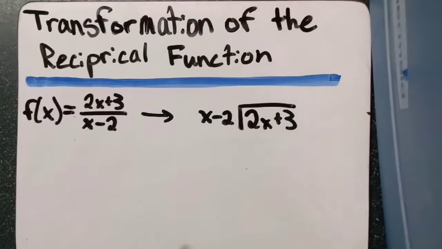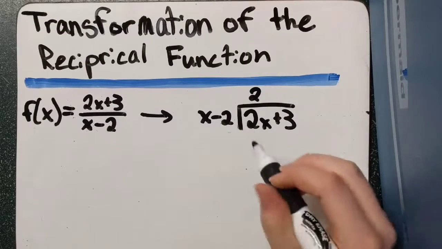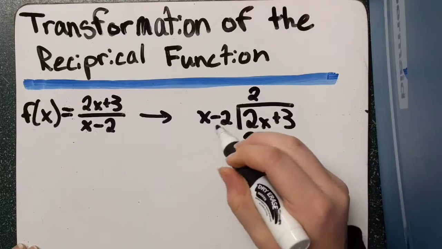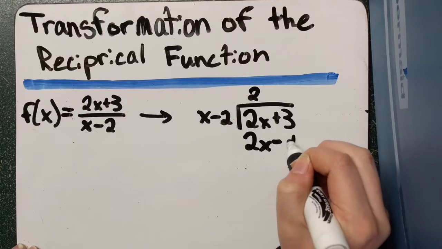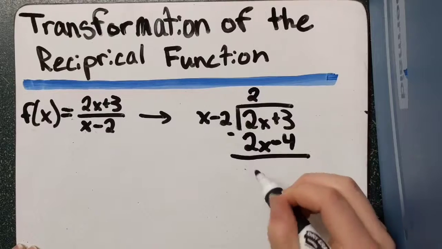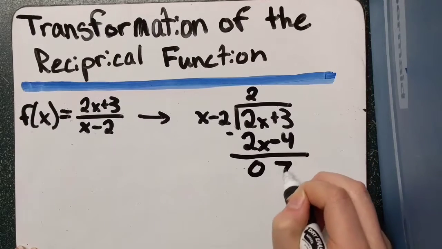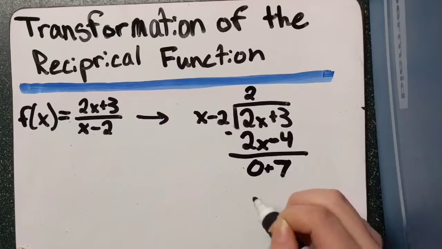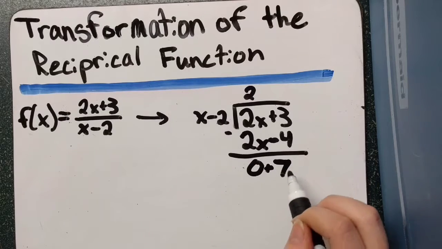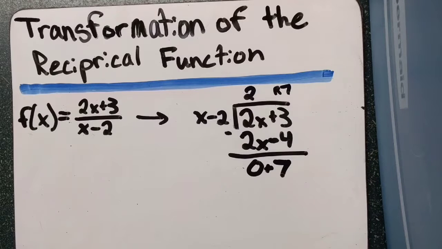Now x goes into 2x twice. So we multiply x − 2 by 2 to get 2x minus 4. Then we subtract, just like normal division. 2x minus 2x leaves us a 0, and 3 minus a negative 4 gives us 7. So we have 2, because it goes in 2 full times, with a remainder of 7. Up here I'm just going to put remainder 7, just to remember that.